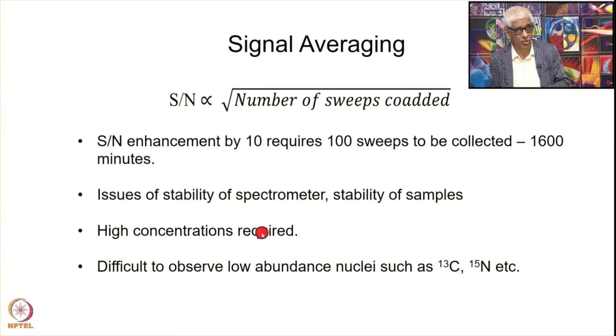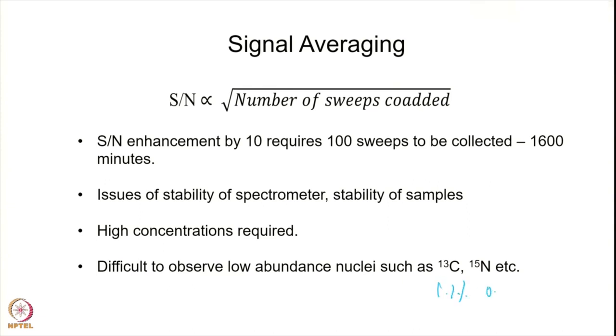But if we have a low solubility, then of course such samples cannot be studied. Things which are not soluble in the solvent, it becomes very difficult to study those ones. And it is difficult to observe low abundance nuclei such as C13 and N15, etc. What is the abundance of C13? 1.1%, and nitrogen 15 is 0.37%. Therefore, such nuclei are very difficult to observe.